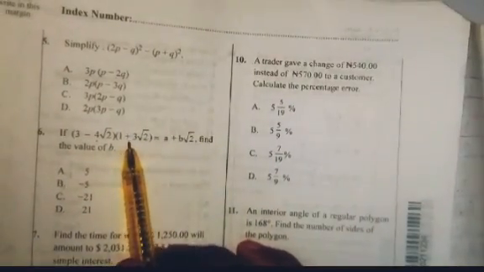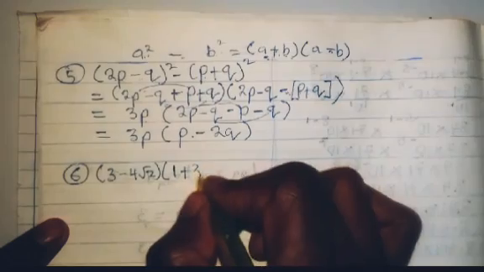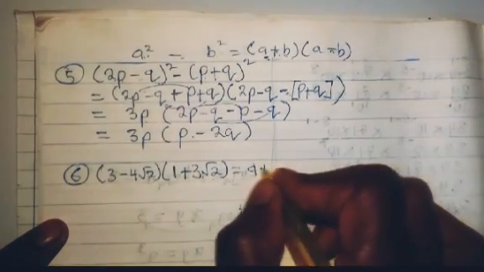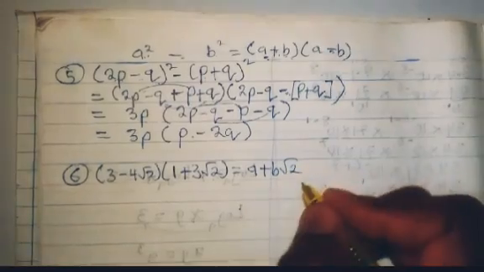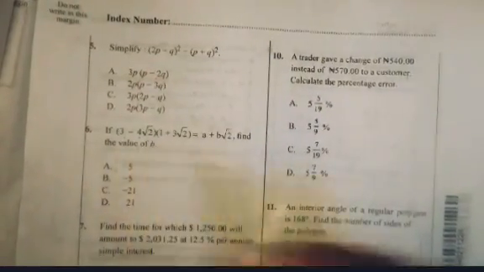Then multiplying into 1 plus 3 root 2. Then we have 1 plus 3 root 2. Then everything equals a plus b root 2. And if you check, that's exactly what is here. So we have to find the value of b.